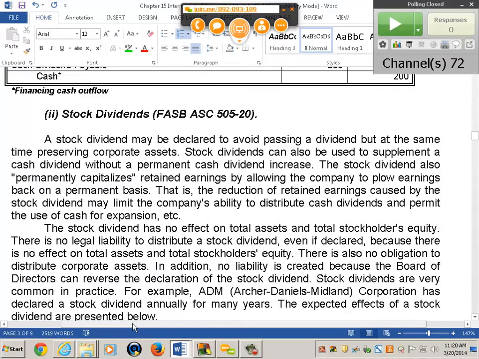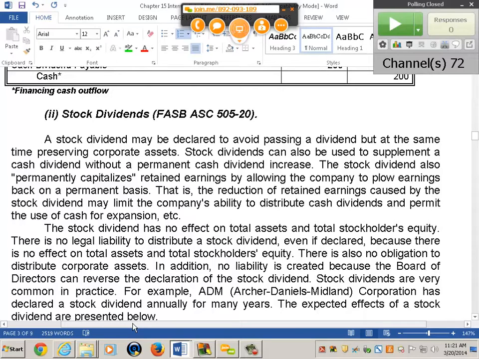Those assets could be plowed back. You could invest in capital, and therefore you can grow the company through capital investment, or expansion. So it's sometimes called a plowing back or permanent capitalization of retained earnings.